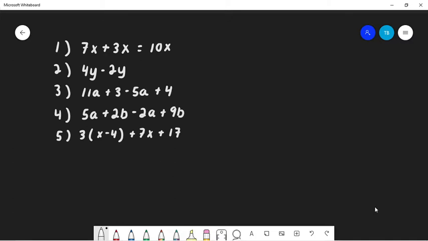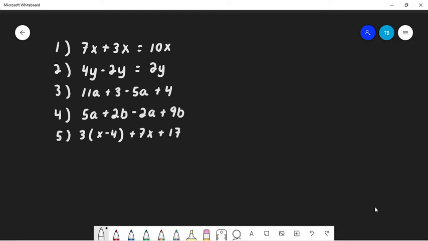So to combine the like terms, you combine the coefficients, whether we're adding or subtracting, and then the variable just stays the same. Okay, how about number two? So we have 4y minus 2y. So now we're subtracting. We know these are like terms, so we just subtract the coefficients, 4 minus 2, and that'll give us 2. And then once more, the variable stays the same, so it'll just be 2y.